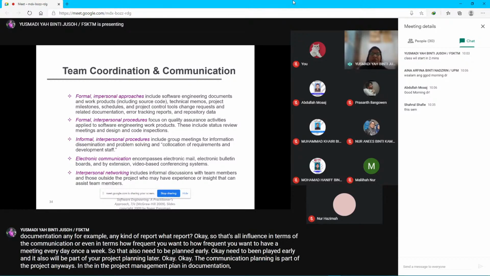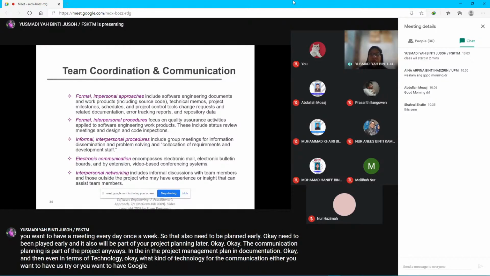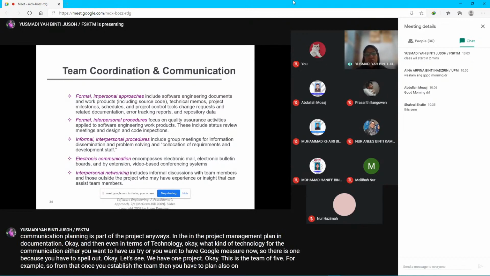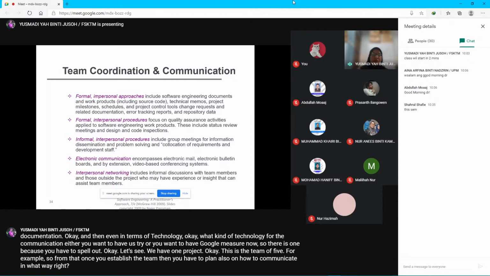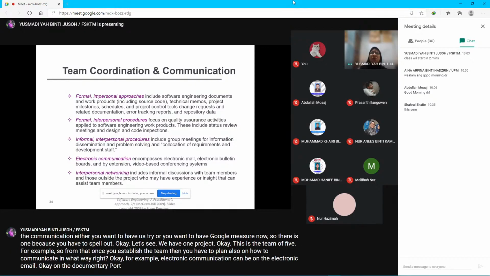And then even in terms of technology, what kind of technology for the communication? Either you want to have Skype, or Google Meet is enough. So that is one, because you have to spell out. Let's say we have one project, a team of 5, for example. Once you establish the team, you also have to plan how to communicate, in what way. For example, electronic communication can be through electronic mail, or document and report submission.